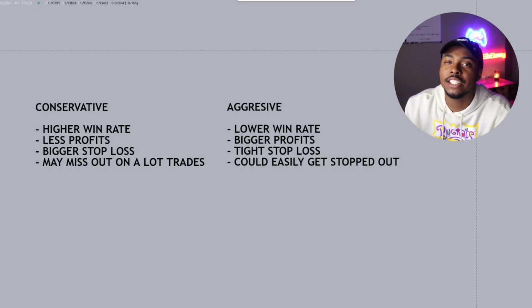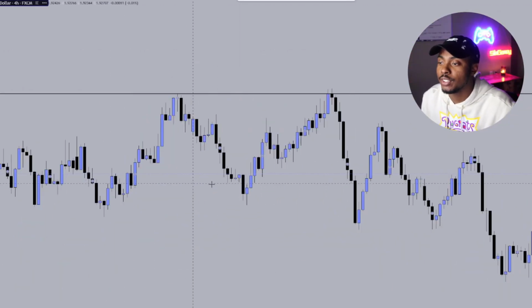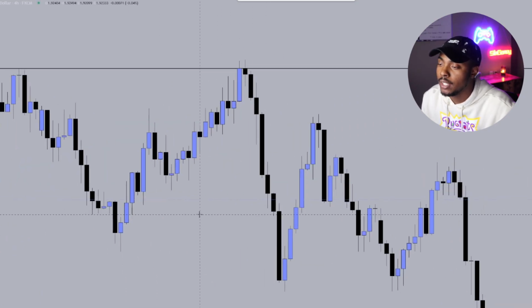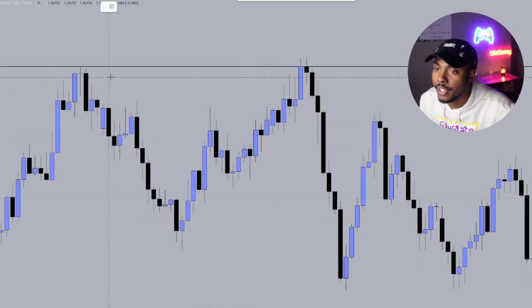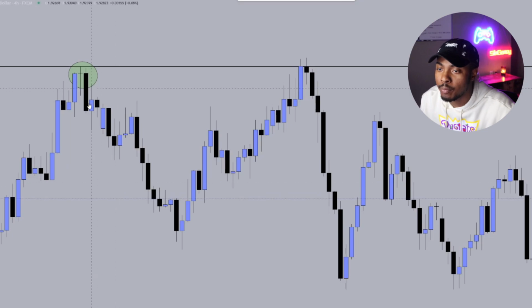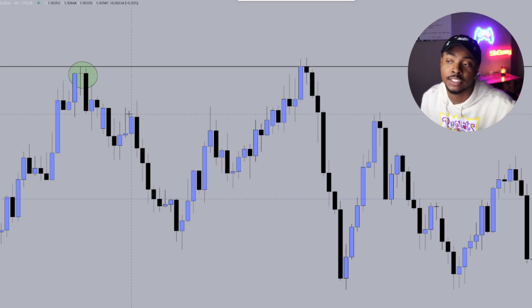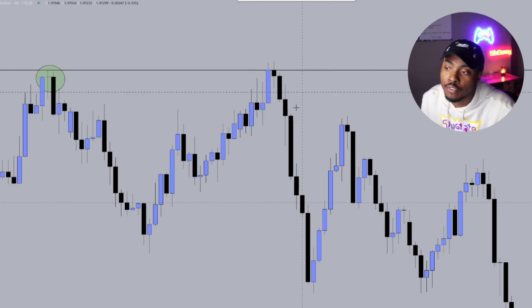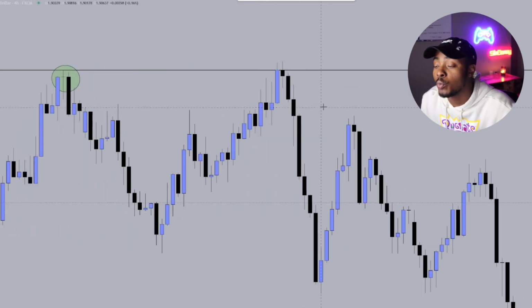So let's go ahead and head into the charts so I can show you exactly what both of these entries look like. So let's take this area of resistance right here and use this as an example, right? So we've seen price right here came up to this level. Not only did it come up, but it rejected it. So boom, okay, we know that price does not want to push above this level. So now here we are, price has came back to this level in order to retest it.